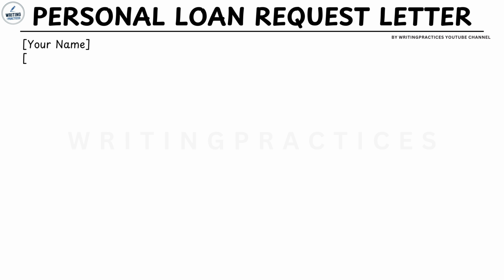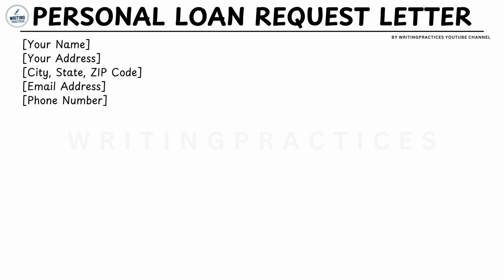Header section. Your information. Start with your full contact details at the top of the letter. This includes your name, your full address, your email address, your phone number. This ensures that the lender can easily identify and contact you. For example, your name, your address, city, state, zip code. Adding this information up front presents a professional image and avoids confusion later.